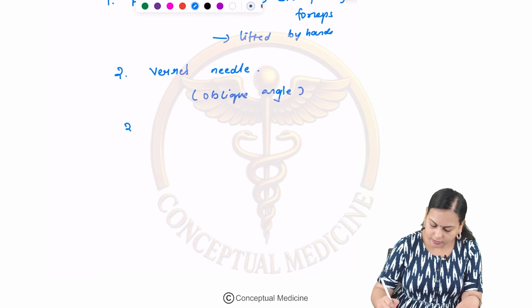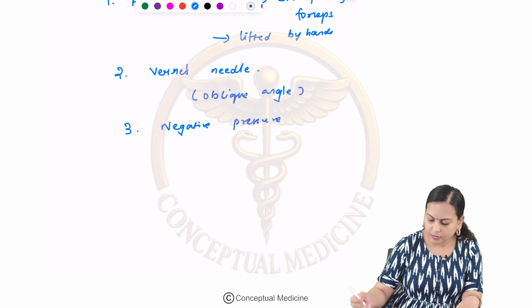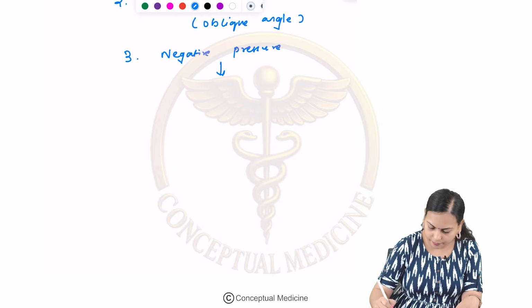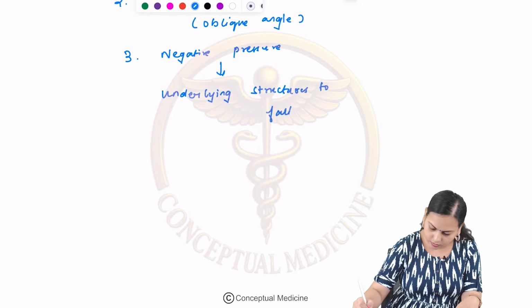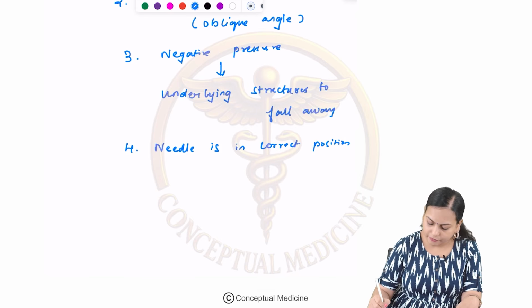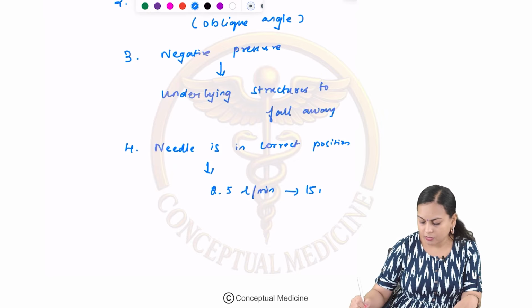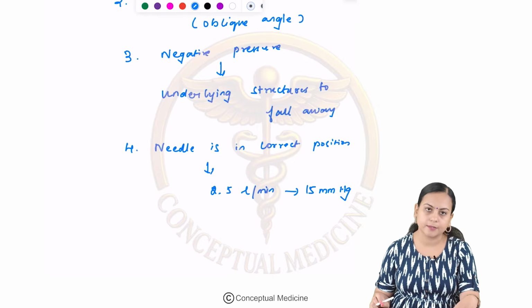Okay, so after creating pneumoperitoneum, there will be negative pressure, so that will allow the underlying structures to fall away. Then, after making sure that the needle is in correct position, you can even increase the airflow up to 2.5 liters per minute till a pressure of 15 mm mercury is obtained. Clear?